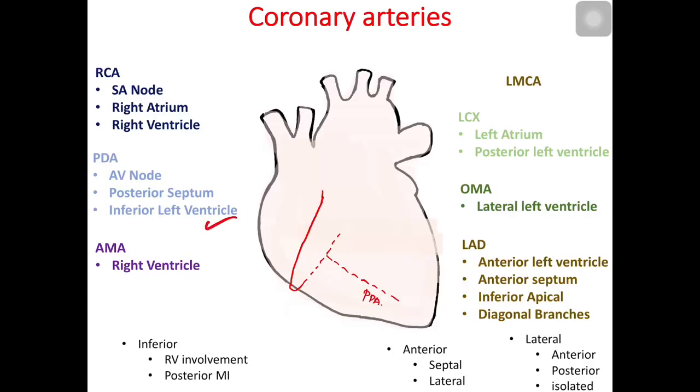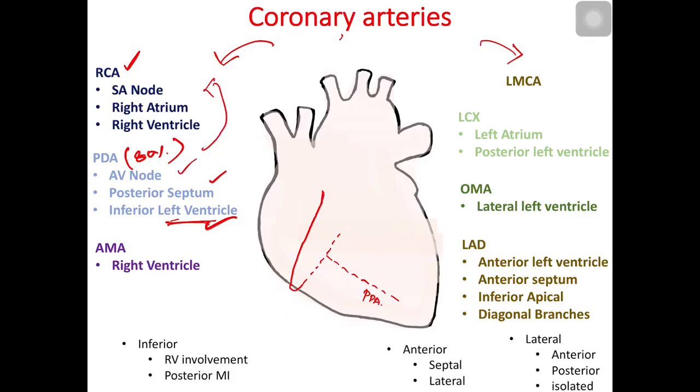And this right ventricle and the right atrium both are supplied by this right coronary artery. So in broad principle, the right heart is supplied by the right coronary artery and the left heart by the left coronary artery. But this PDA, which is special, also supplies the inferior part of the left ventricle and the septal region, and in 80% of the cases it comes from the right coronary artery. So it is said to be right dominant circulation.